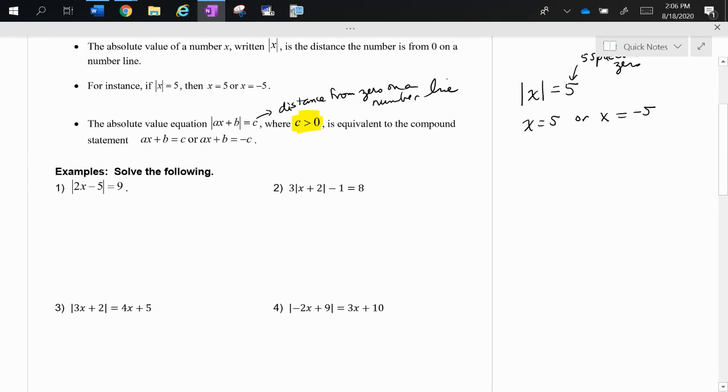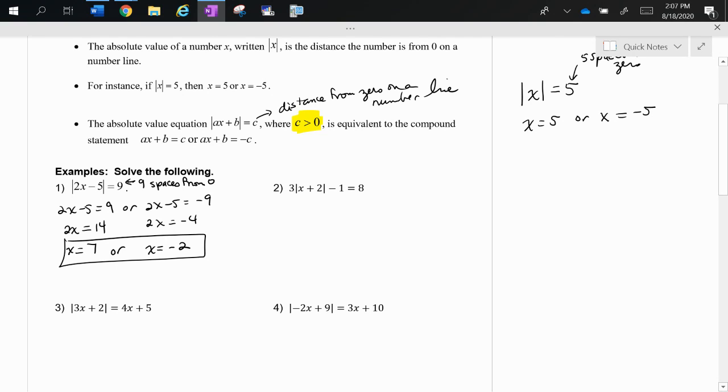So we're going to solve these equations. The absolute value of 2x minus 5 is equal to 9 would mean, remember, this is 9 spaces from 0. I'm going to keep telling you that. So that means that 2x minus 5 is equal to 9, or 2x minus 5 is equal to negative 9. Then we just solve the two equations. We add 5 to both sides, divide by 2, and get 7. Or we add 5 to both sides here: negative 9 plus 5 would be negative 4. And we divide both sides by 2, and we get negative 2. So either 7 or negative 2, and 7 and negative 2 are both solutions.